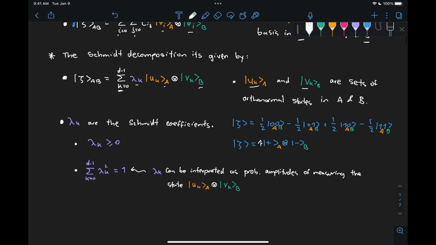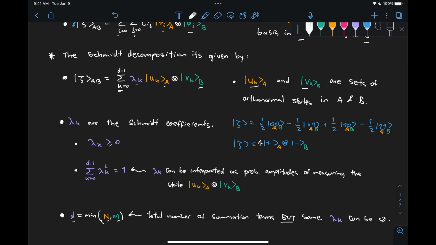Then we also said that this value d, the total number of terms in our sum, is going to be given by the minimum of the size of the space of subsystem A and the size of the space of subsystem B, in this case n and m. Now, this will be the total number of summation terms, but some of these lambda sub k's can be 0, right?